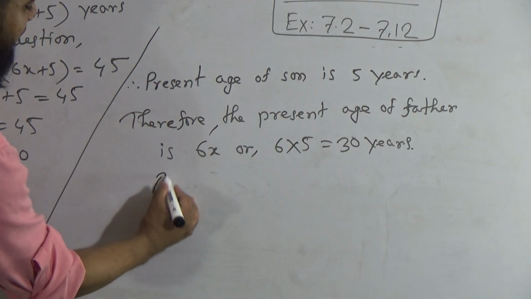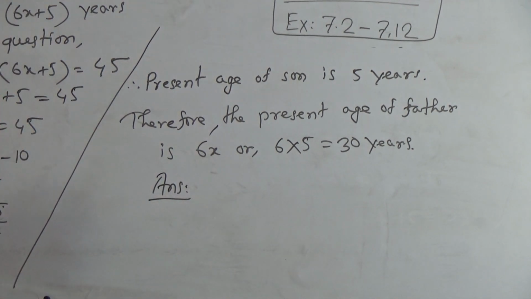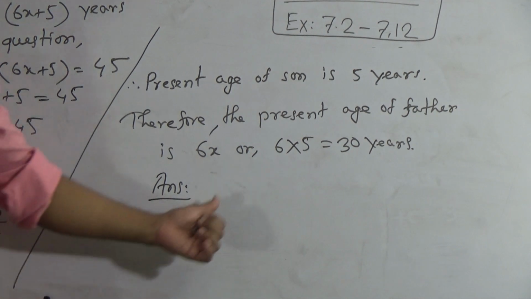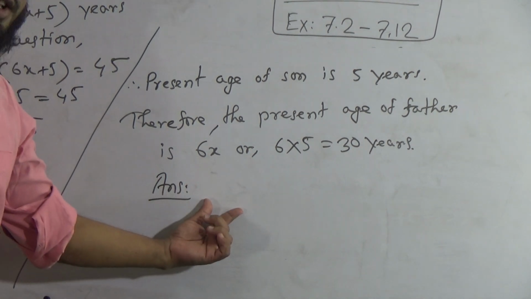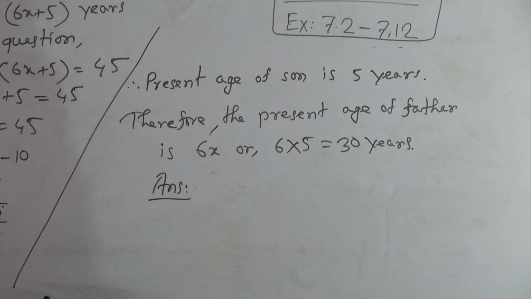And after that you must write down the answer also, because the question says: what are the present ages of father and son? You should write down: answer is, father's present age is 30 years and son's present age is 5 years. I hope, my dear students, you have understood these two solutions.